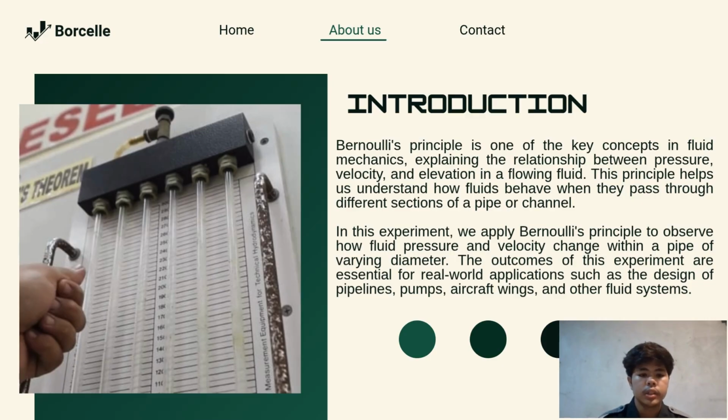Let me start with the introduction for this experiment. Bernoulli's principle is one of the key concepts in fluid mechanics, explaining the relationships between pressure, velocity, and elevation in flowing fluid. This principle helps us understand how fluids behave when they pass through different sections of a pipe or channel. In this experiment, we apply Bernoulli's principle to observe how fluid pressure and velocity change within a pipe of varying diameter. The outcomes of this experiment are essential for real-world applications such as the design of pipelines, pumps, aircraft wings, and other flow systems.